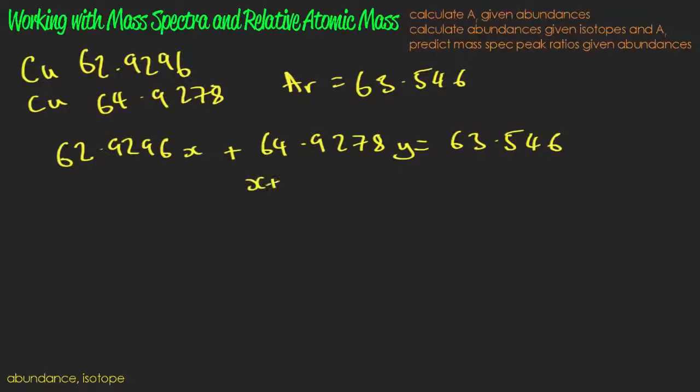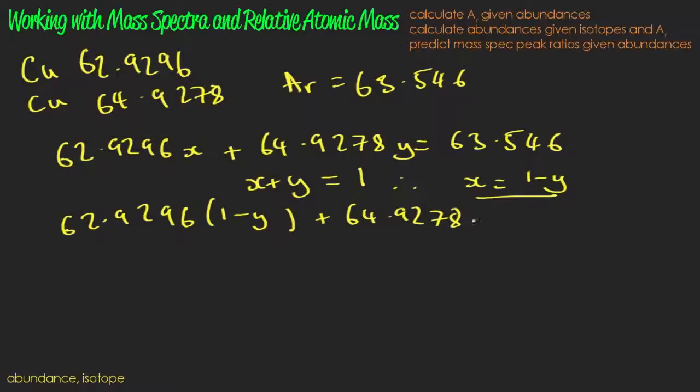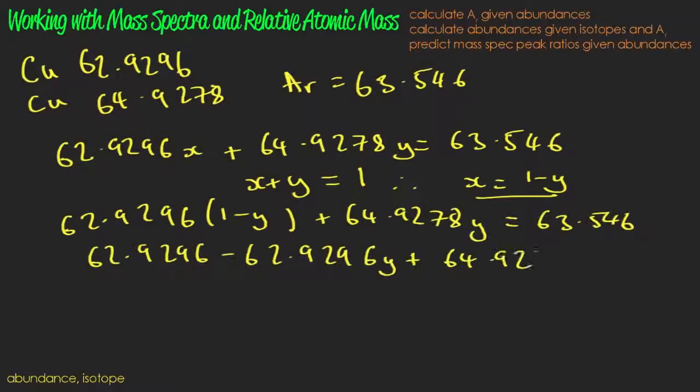We can still say that the total of these numbers, x and y, is still going to be 1, and therefore we can say that x is going to be equal to 1 minus y, and substitute that in for this first term here. Then we're going to expand the brackets here. Next thing, let's collect the terms together. So we're going to take 62.9296 from both sides.